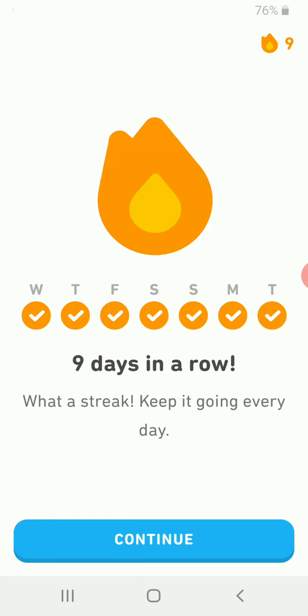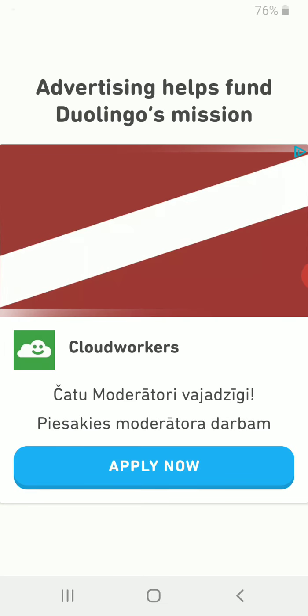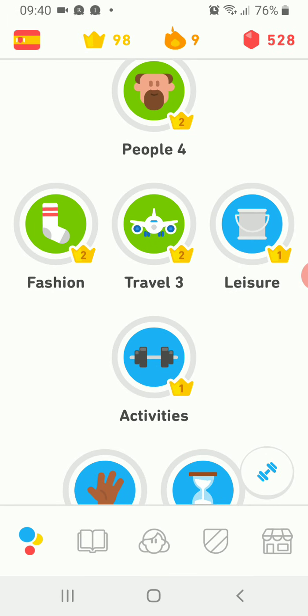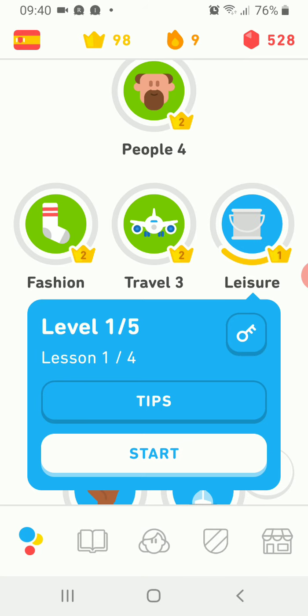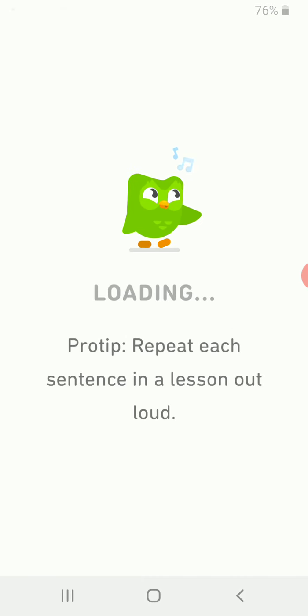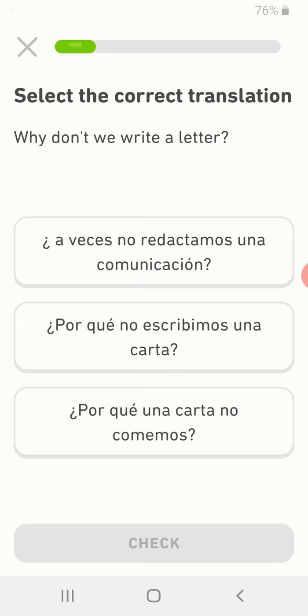So I have a 9 days in a row streak, and so I have to close this ad because I don't have the purchase version. So we're talking about leisure, about going to the beach, about eating sandwiches at the beach, and about having a walk. So let's continue on this pace, good pace. So repeat as much as you can, so to memorize things. And here is a new exercise.